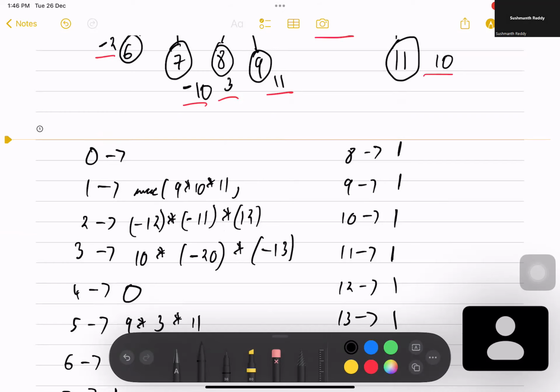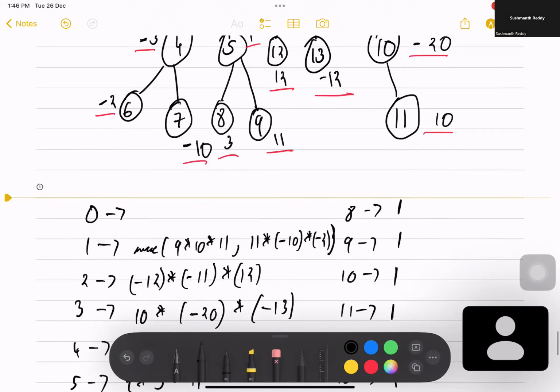And one more scenario is the most positive, which is 11 into -10 into -2. So these are the two scenarios. This is -3, okay, -3. So it would be max of 9 into 10 into 11, comma, 11 into -10 into -3.